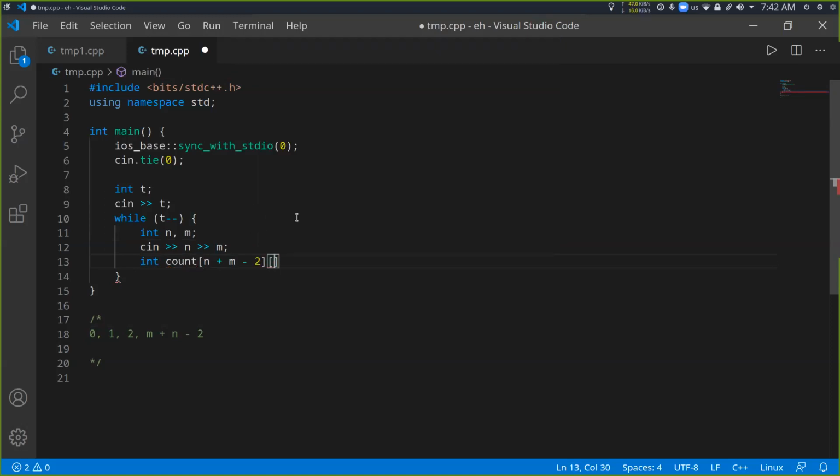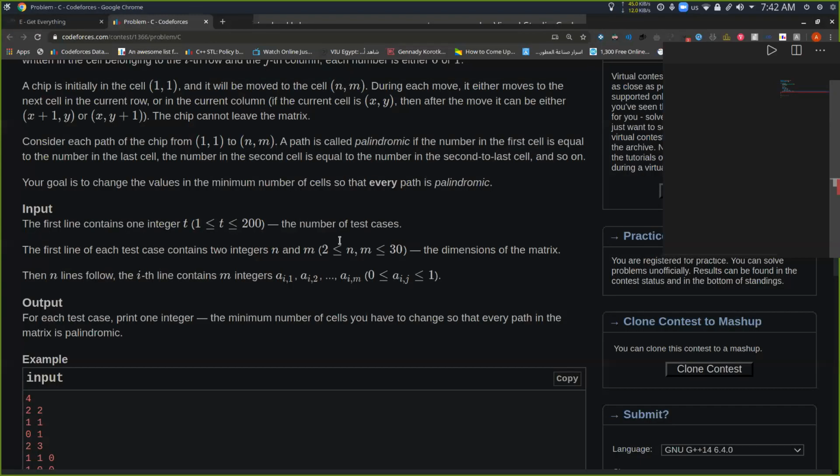Sorry, what do you say? What is T here? T is the number of test cases. I'm just taking the input here. Oh, the number of test cases. Okay.